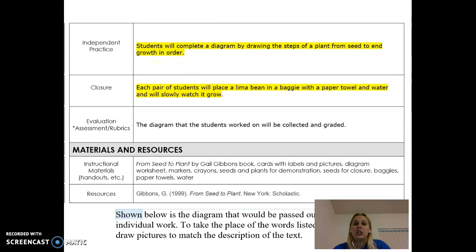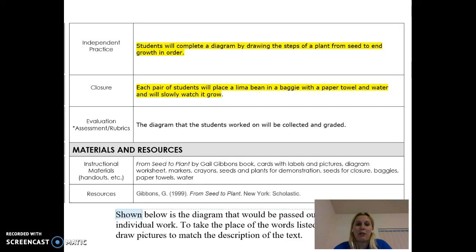Moving on. Independent practice is something that I want students to do all by themselves. Of course, I want you to supervise and make sure that they are doing what they're supposed to do. But students will complete a diagram by drawing the steps of a plant from seed to end growth in order. So pretty much I want you to make sure that the students are completing their diagram, and I think that's just an important aspect.